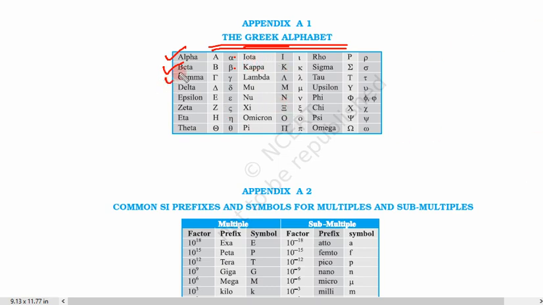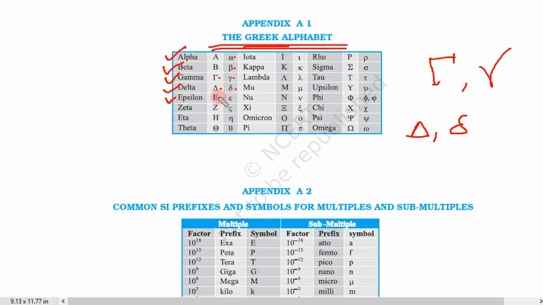Third, gamma. This is capital gamma, written like this. Small gamma is like this. Next, delta. This is capital delta. This is small delta. The equivalent of D is delta in Greek. Capital delta, small delta.